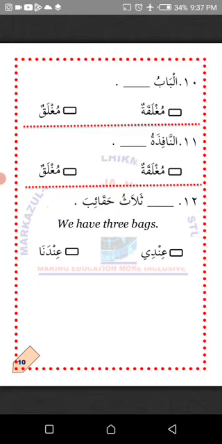Ithna ashara, 12. Dash thalathu haqaib. How do we say we have 3 bags in Arabic? Dash thalathu haqaib. Is it indi or indana? You know the answer. MashaAllah.